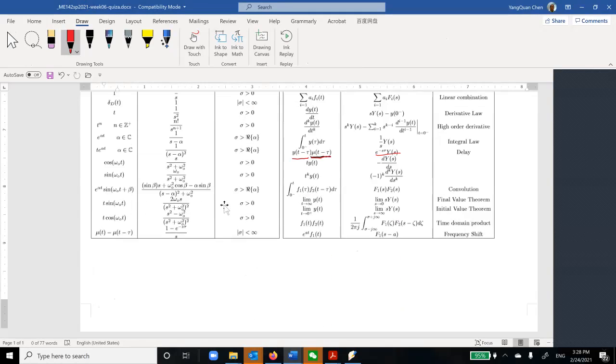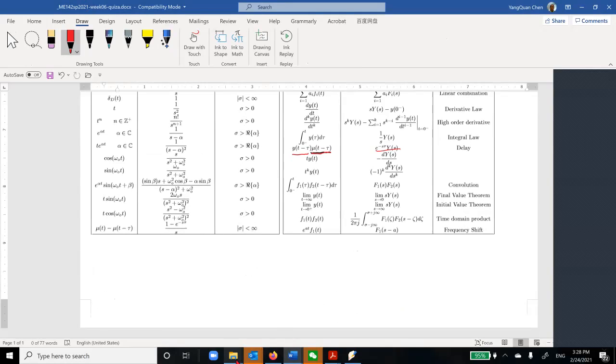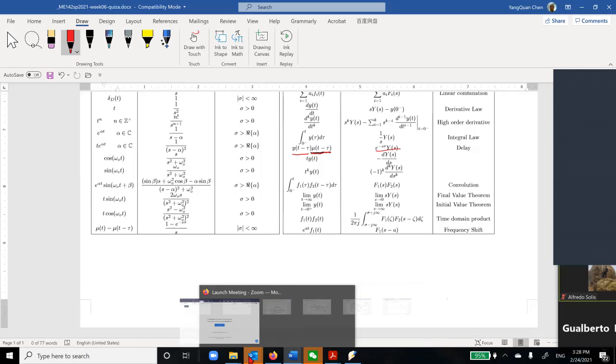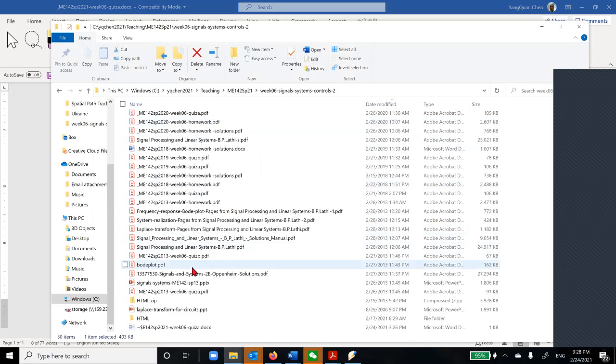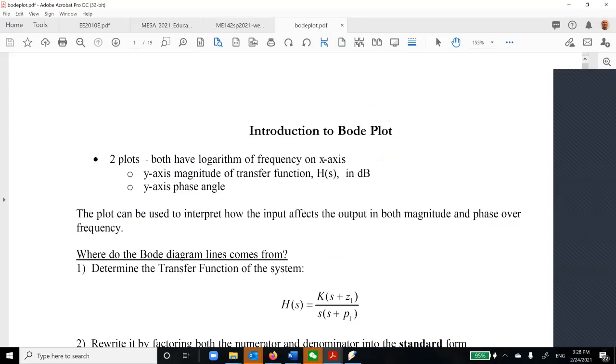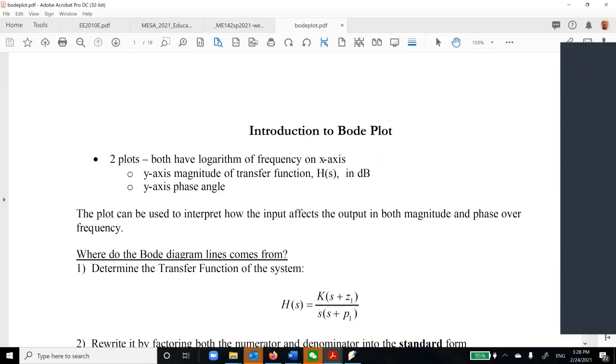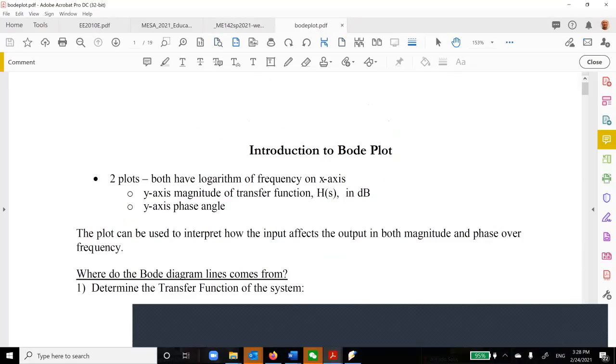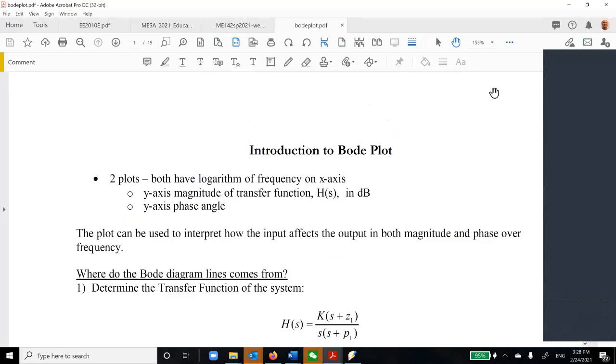And we are going to do the Bode plots, very basic ones. So let me show you our roadmap here, our Mechatronics roadmap.